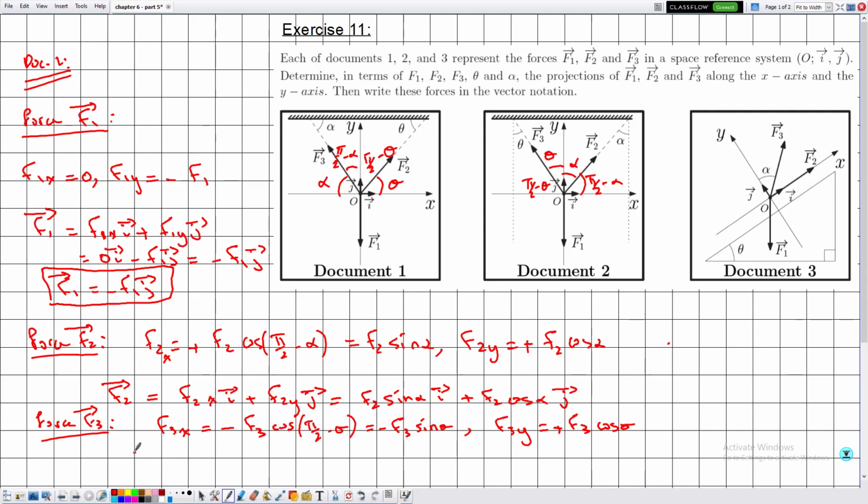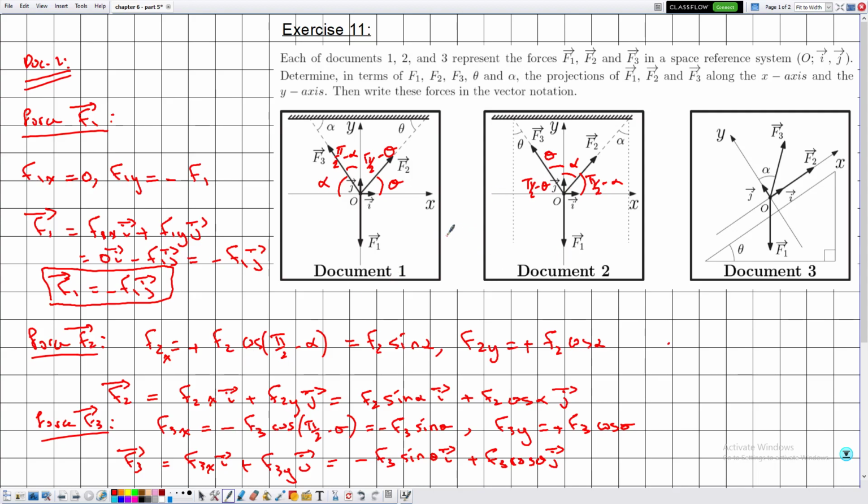Then the vector notation of F3, which is equal to F3x multiplied by the unit vector i plus F3y multiplied by the unit vector j, is equal to minus F3 sine theta multiplied by the unit vector i plus F3 cosine theta multiplied by the unit vector j.